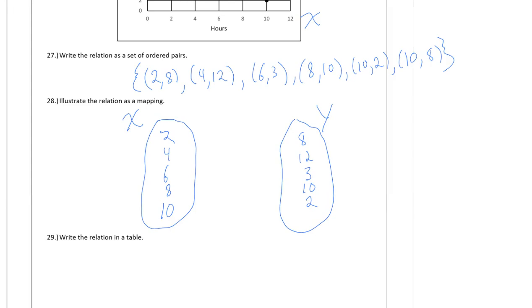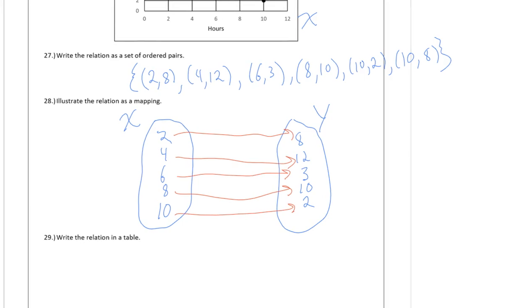Alright, now we just need to make our connections. So 2 goes with 8, so I'm going to throw an arrow over there. 4 goes to 12. 6 goes to 3, 8 goes to 10, so I'm just reading off the pairings here. 10 goes with 2, and then 10 also goes with 8. So this would be another example here. Since I see this has 2 arrows coming out of it, this would not be a function.